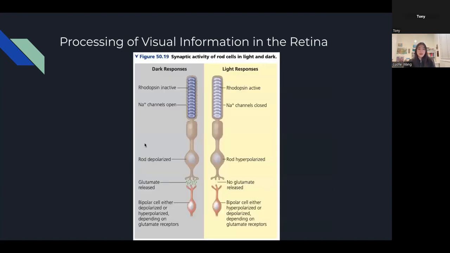Okay. And this is just a comparison of light and dark. So in the dark, the rhodopsin is inactive, it's in its cis form. And in the light, the rhodopsin is active, it's in its trans form. And in the light, the sodium channels are closed. In the dark, the sodium channels are open and they are depolarized. And in the dark, glutamate is released. And in the light, there's no glutamate, and the bipolar cells' activity will depend on the photoreceptors.